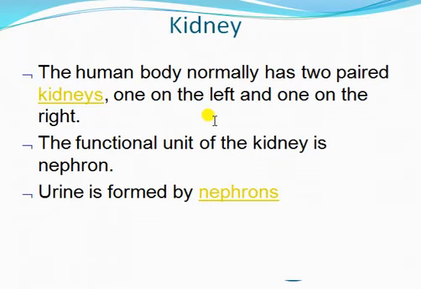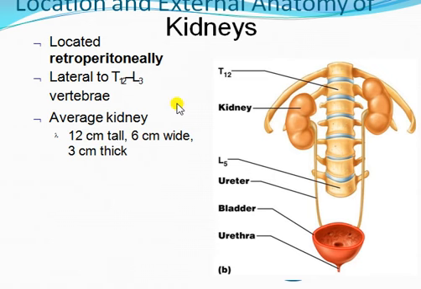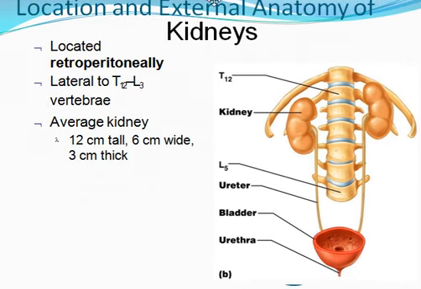Come to the kidney. Two kidneys are present, one on the left and one on the right. In the kidney, the structural and functional unit is the nephron. So urine is formed by nephrons. Come to the location. In location and external anatomy, the kidney is present in the retroperitoneal cavity, or simply we can call it the peritoneal cavity.